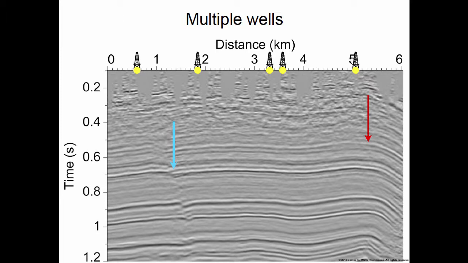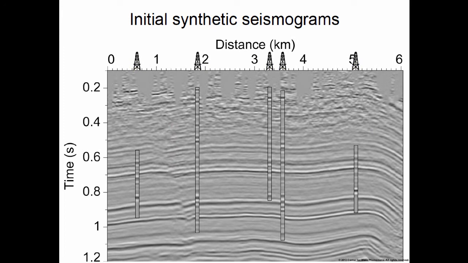So if we generate synthetic seismograms using the propagator matrix method, as I showed before, for each one of these wells, we have these initial synthetic seismograms, which are all different lengths, and of course some of them have a larger estimated static shift, and it's because they're logged at a deeper depth. And so we have a lot of variety here.